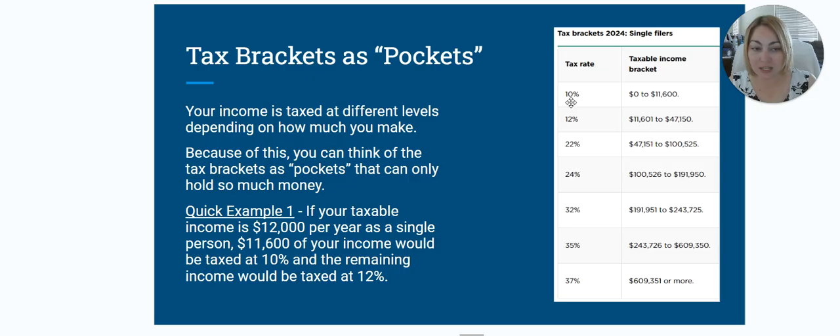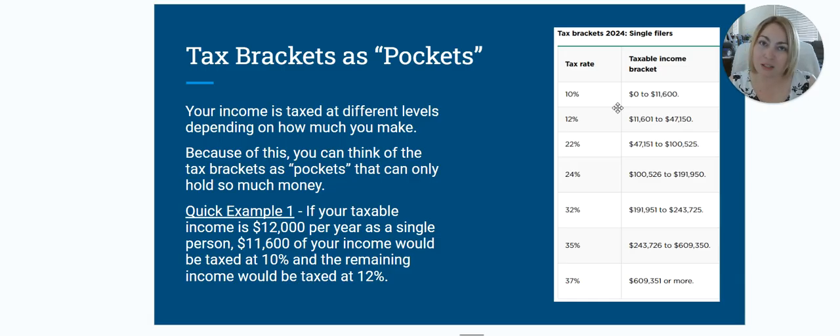The 10% tax bracket is any income up to $11,600. The 12% tax bracket is the income over that up to $47,150. So these are cumulative amounts, okay? It's not that this fills up and then I start over from 0 to 47. No, it doesn't work like that. Once your income goes into this 10% pocket, that income is not taxed again. So we don't want to double dip.